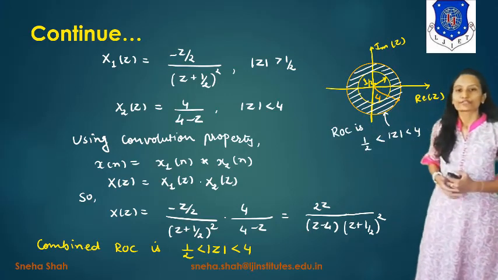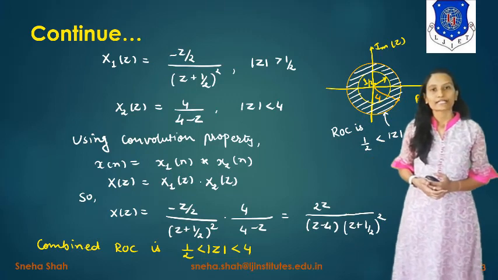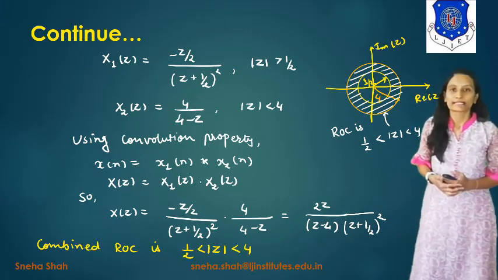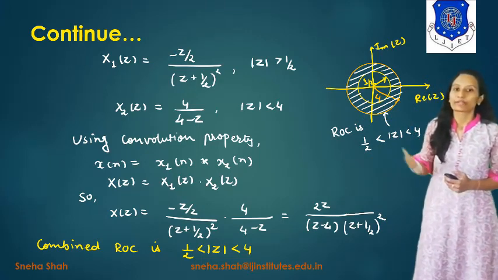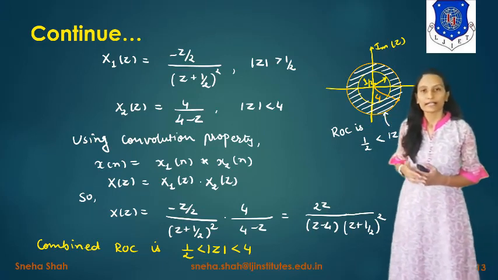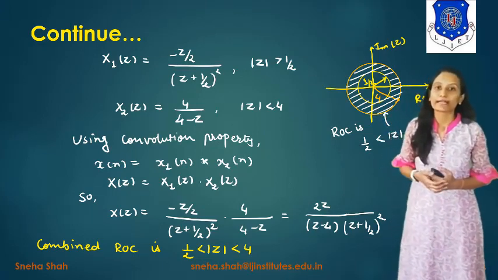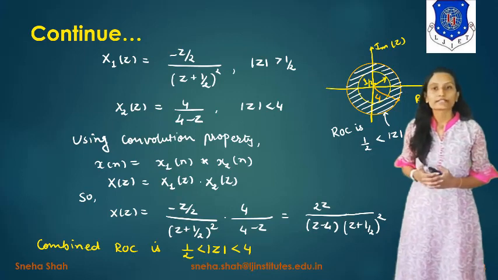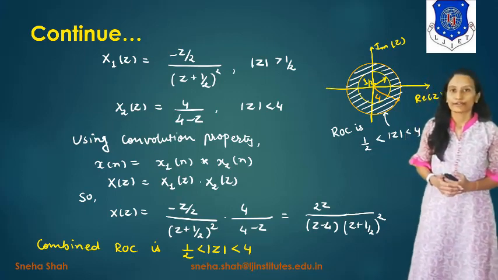So this way we can solve any example of the Z transform by using different properties of the Z transform, and from that we can draw the final ROC as well as the pole-zero plot, and from that we can also find whether the Fourier transform of the given signal exists or not.